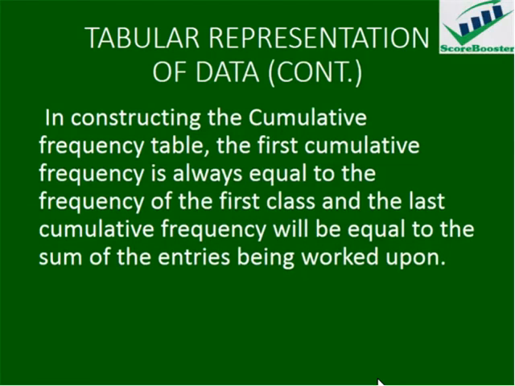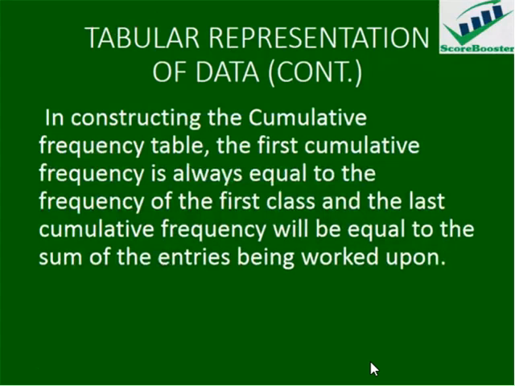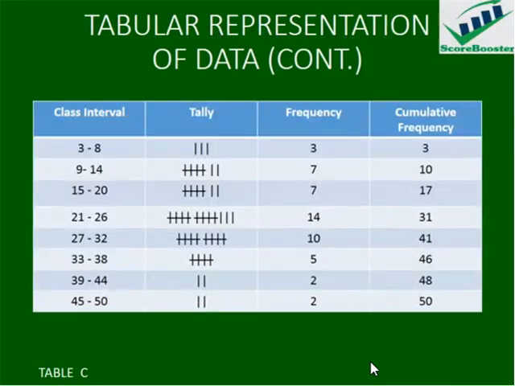In constructing the cumulative frequency table, the first cumulative frequency is always equal to the frequency of the first class, which is what we discussed here. You can see that the frequency of the first class equals the cumulative frequency of the first class. And also, the last cumulative frequency will be equal to the sum of the entries being worked upon. In that particular data, we were told that we have 50 marks, and we can see that the cumulative frequency of the last class also gives 50. So that is why they said the last cumulative frequency will be equal to the sum of the entries being worked upon. We are working upon 50 entries, and the cumulative frequency of the last class gives 50.